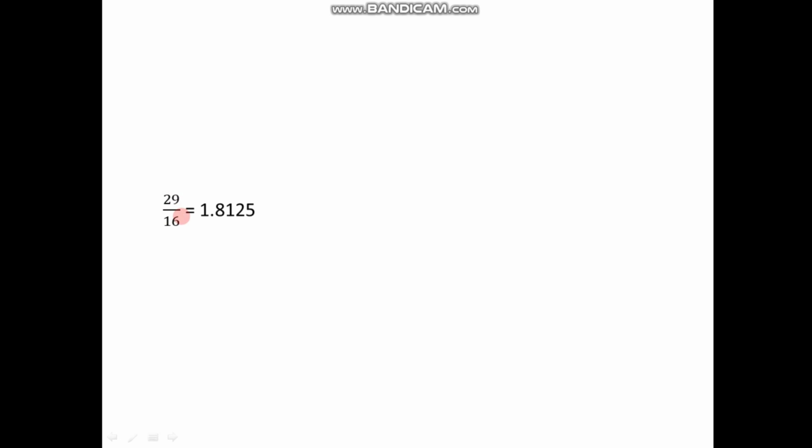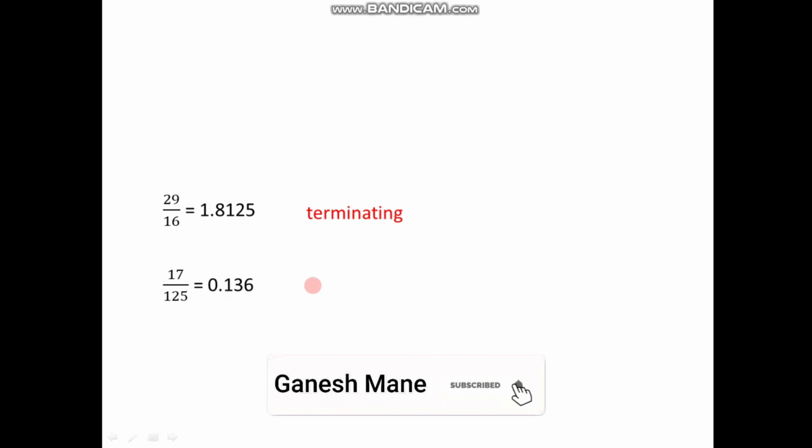Another example of terminating decimal form is 29 divided by 16. If we divide 29 by 16, we get 1.8125. In this case also, the decimal form is of terminating type. We have another example, 17 divided by 136. This decimal form is also of terminating type.